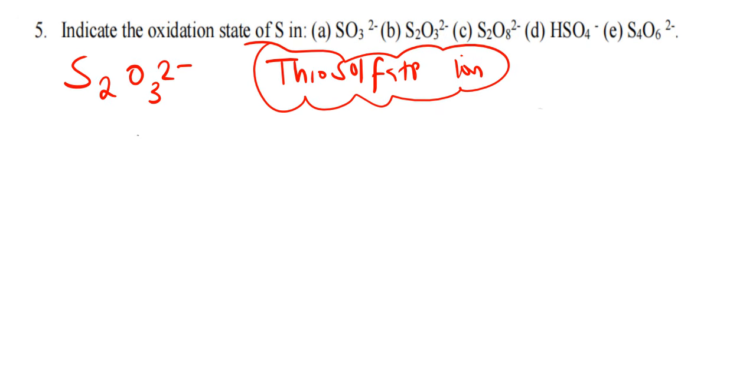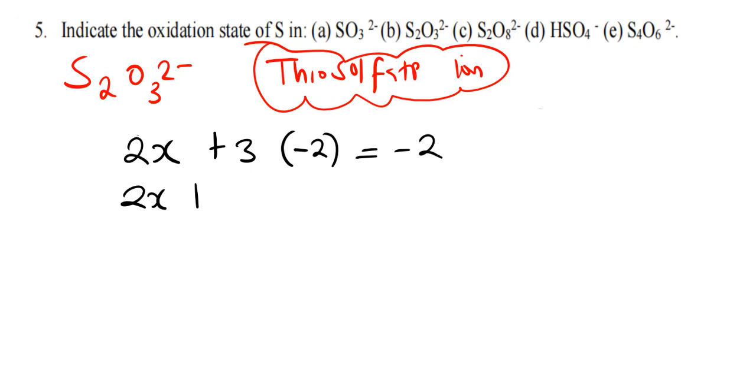So we're going to just calculate the average oxidation state. Since we've got 2 of them, I'm just going to choose letter X, plus we've got how many oxygen atoms in this case? We've got 3 of them. Oxygen has a charge of -2. This will be equal to the overall charge, which is -2. Then I'm going to have 2x plus 3 multiplied by -2, which is -6.